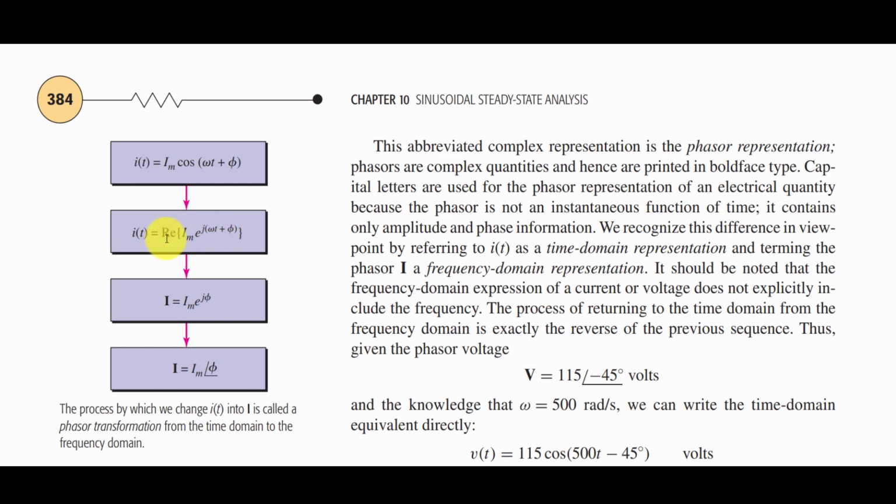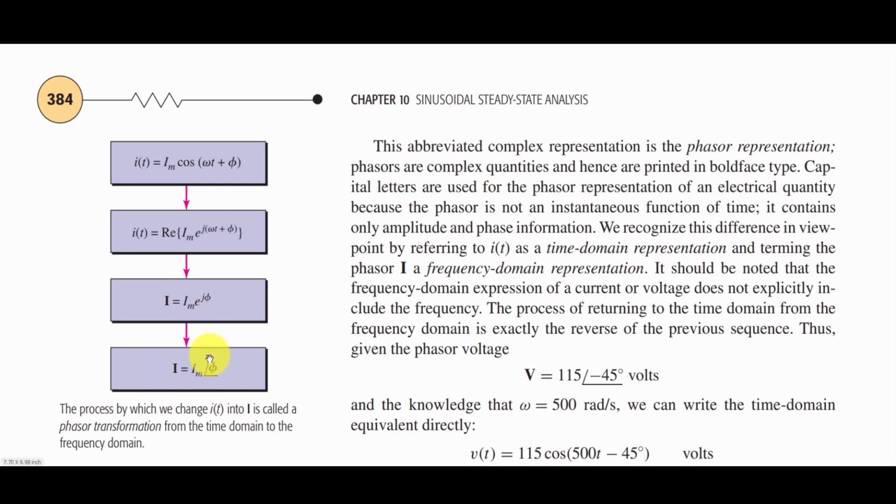So it is understood that Re and e to the power j omega t is written right next to this Im e to the power j phi. We simply don't write it anymore. We just assume that the real part and e to the power j omega t are written next to every current and voltage, and then we just write Im e to the power j phi, which is the Euler form of the phasor, or we can write it in the polar form Im angle phi.